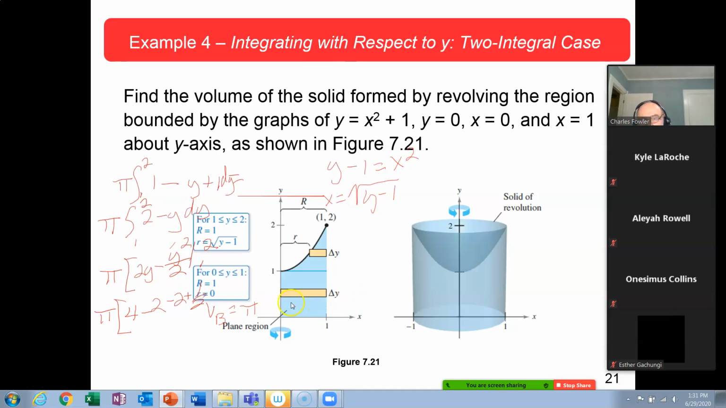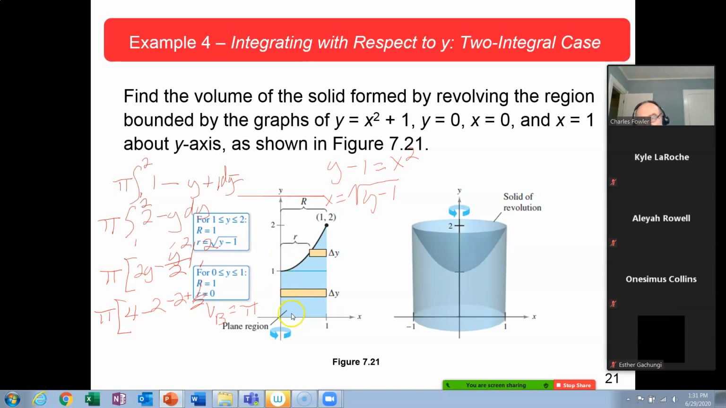We have the volume of this shape. Here is y equal to x squared plus 1. That's a parabola going up like this. y equal to 0, which is the x-axis. x equals 0, which is the y-axis. And x equal 1, which is your boundary over here. We're revolving this around the y-axis, and we're using what they call the washer method.